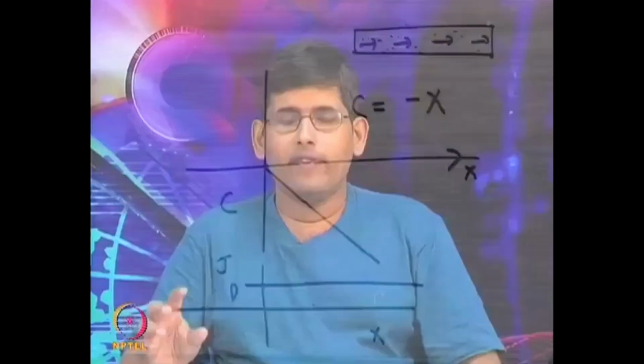So if we assume that C is a linear function of X, minus X, a decreasing linear function of X, then the J, the current, the flow is a constant. That means the same flow everywhere. Whatever the flow here, the same amount of flow here, same flow everywhere. This is what this means.